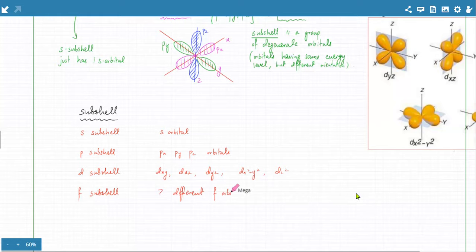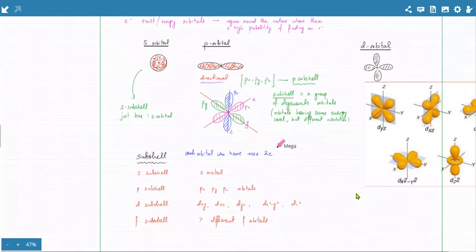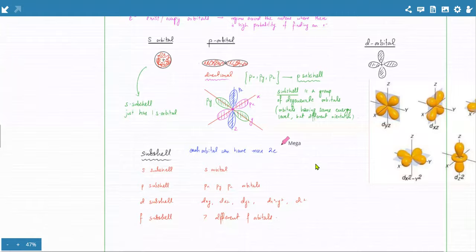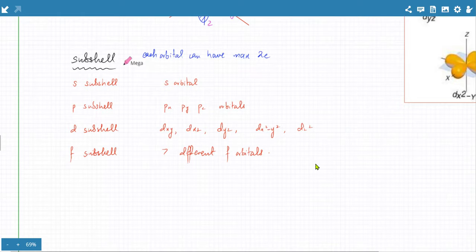Hardly any atom has this particular orbital. Now you have S subshells, P subshells, D subshells. Remember, each orbital can accommodate a maximum of two electrons. So for example, this P orbital over here cannot have more than two electrons. That's the maximum number of electrons that can occupy any of the regions in space. So based on that, the S subshell can have a maximum of two electrons. The P subshell can have a maximum of six electrons.